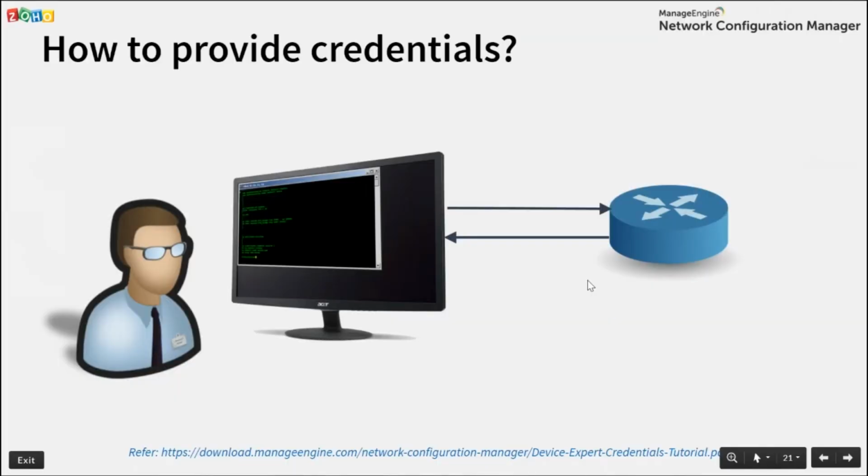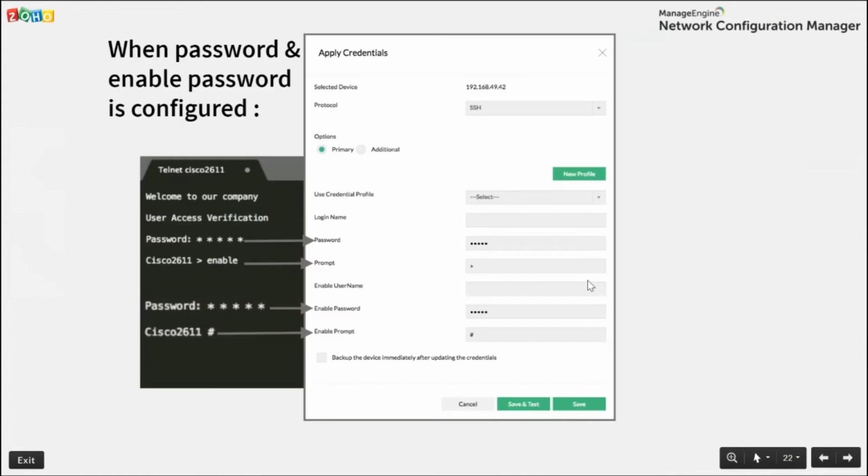So let me quickly show you a comparison of how adding credentials differs between a manual console like a telnet window and NCM. This is an example of a Cisco router where password and enable password are configured. On the left side, in the black window, is the telnet console, and on the right side is the NCM console where you add the credentials. So you can see that the password prompt, the enable password, and the enable prompt are provided here.